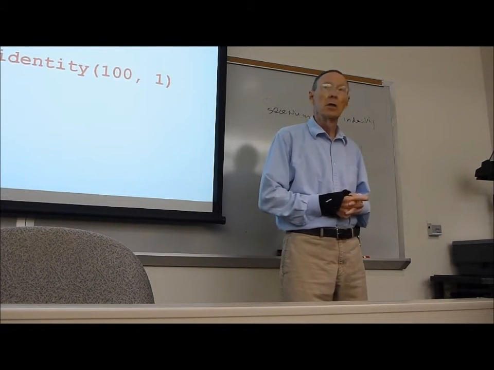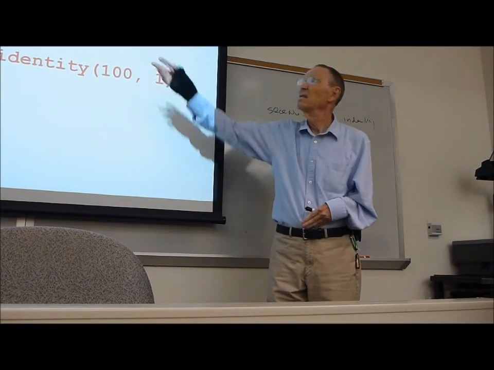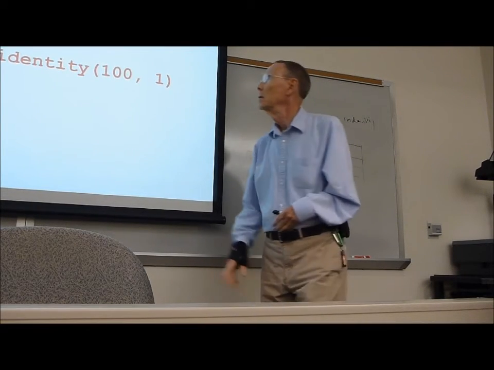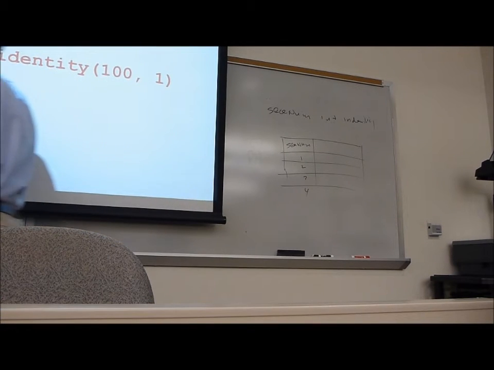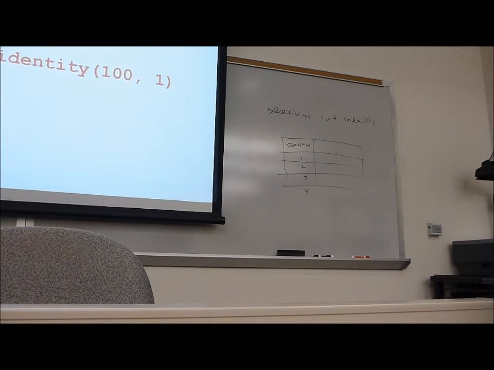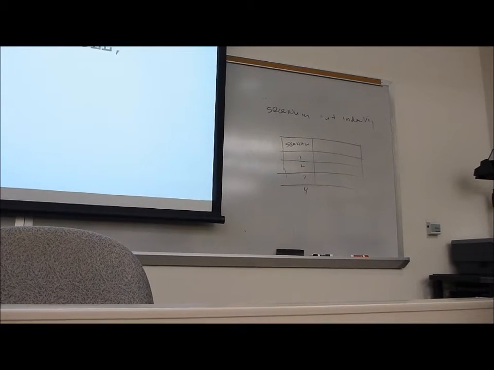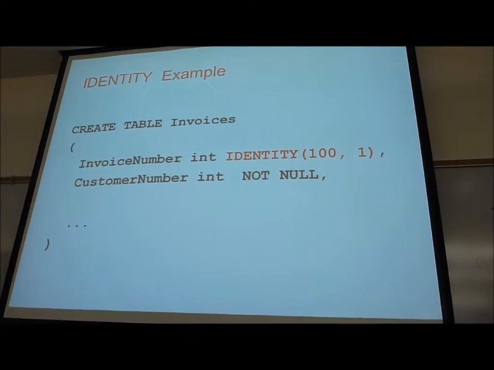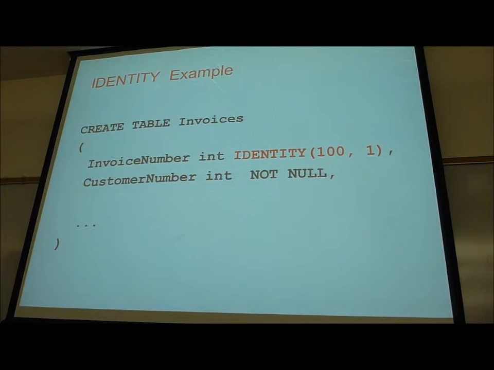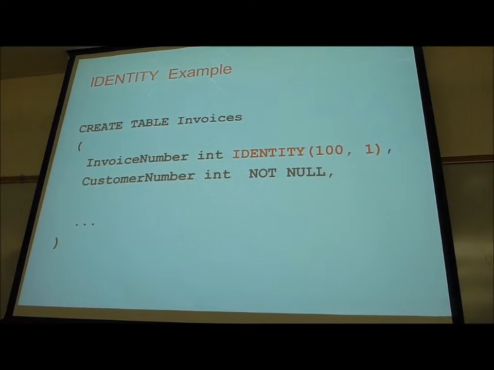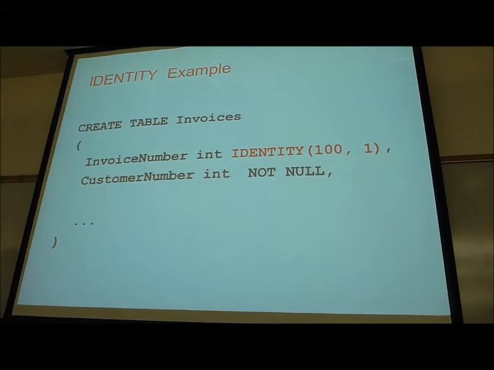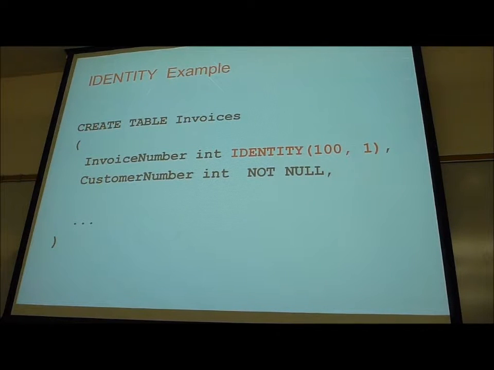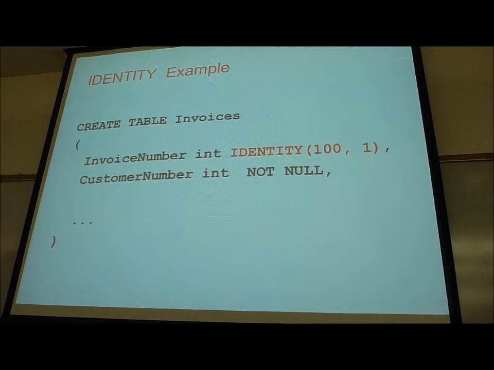But usually it's start with 1 and increment by 1. And if you do that, you just put the identity keyword there. I got one example for invoices. I might want to start my invoices at 100. And now my invoice table is fixed for that table for the rest of its life. I can't tamper with it. So once you put it in, that's what you want.